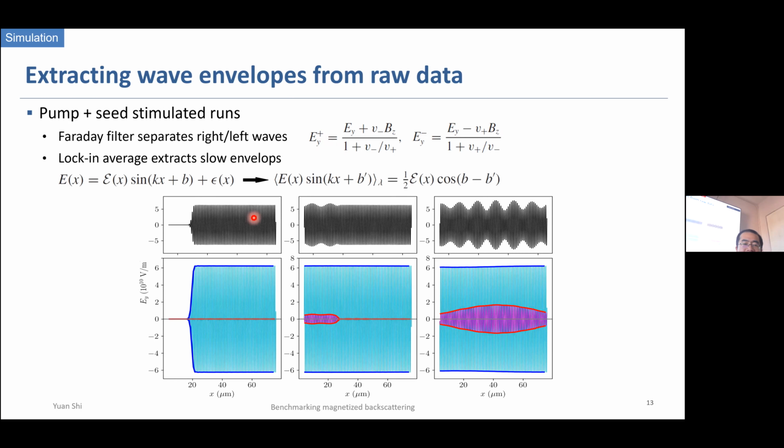Your simulation data looks like the black line, which has both the pump and seed. Once you separate out the pump, which is the light blue, the cyan line here, and the magenta line here for the seed, you separate them out first, and then you determine their envelopes. Let's say the seed envelope has grown, and our scheme is able to capture that very nicely. So that's what we need.